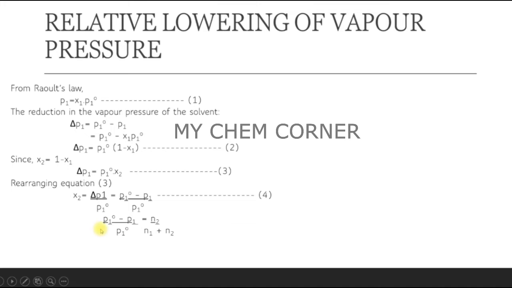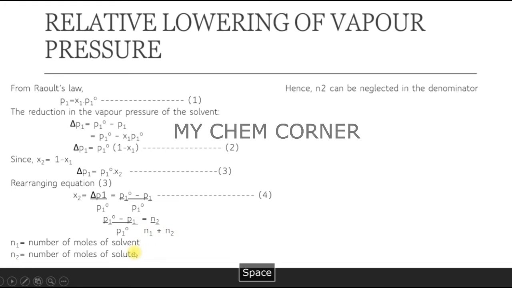So we get a simplified equation, and we name it equation number 4. Now x2 is nothing but the mole fraction of component 2. We can expand x2 as the number of moles of component 2 divided by the number of moles of component 1 plus the number of moles of component 2. Number of moles of component 1, N1, is for the solvent, and number of moles of component 2, N2, is for the solute. As we've learned even in equilibrium in first year, in the denominator we can ignore component 2, which can be neglected because it is much lesser than component 1, and therefore we can simplify this equation as N2 by N1.